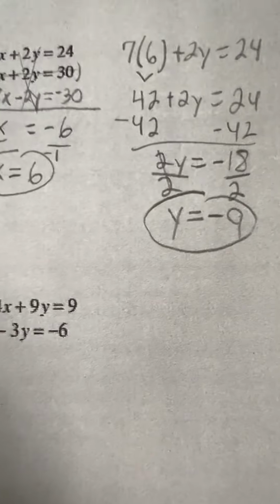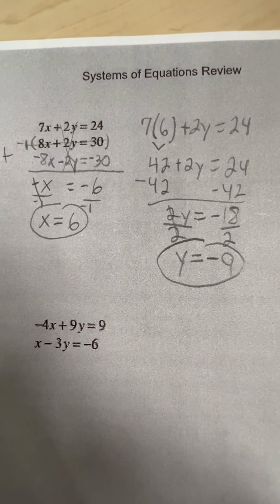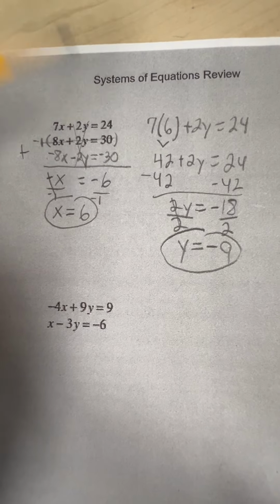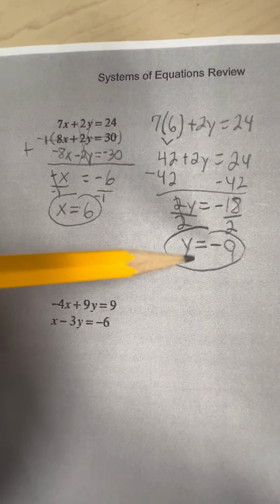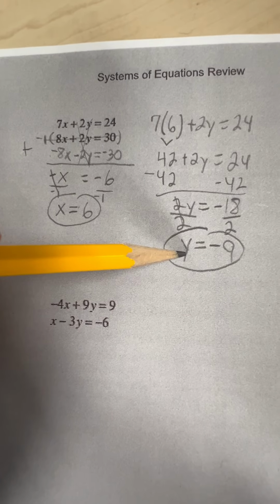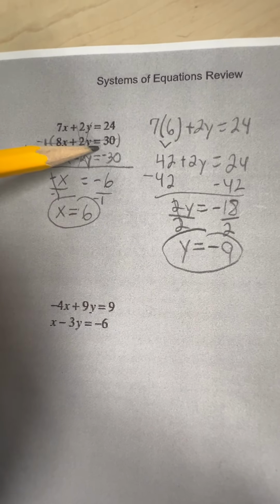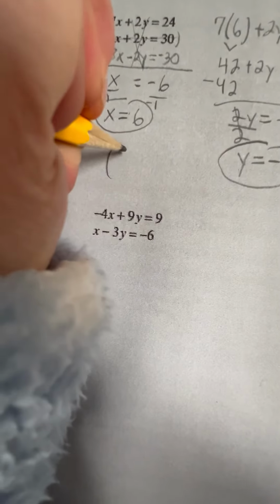So my y value is -9, my x is 6, and I want to make sure I go back and double check that into the other equation to make sure that that also works. Again, if I do that, 8 times 6 is 48. 2 times a -9 gives me -18, and 48 minus 18 does give me 30, so I know it's correct. And you put it in coordinate form, which is 6, -9.